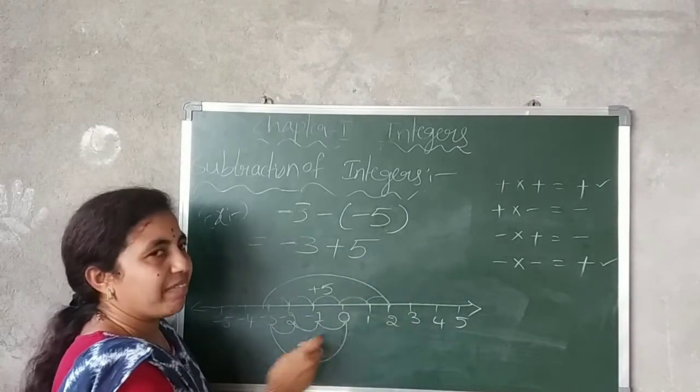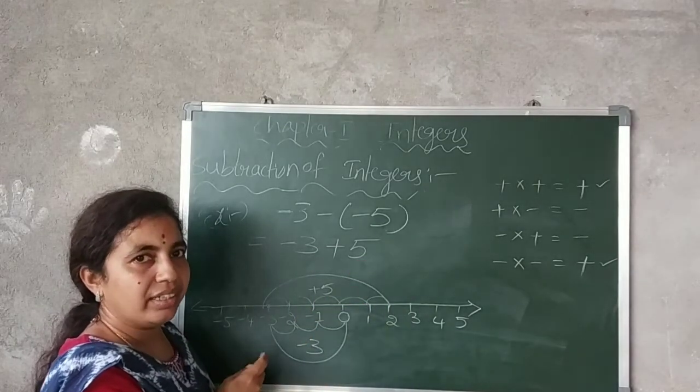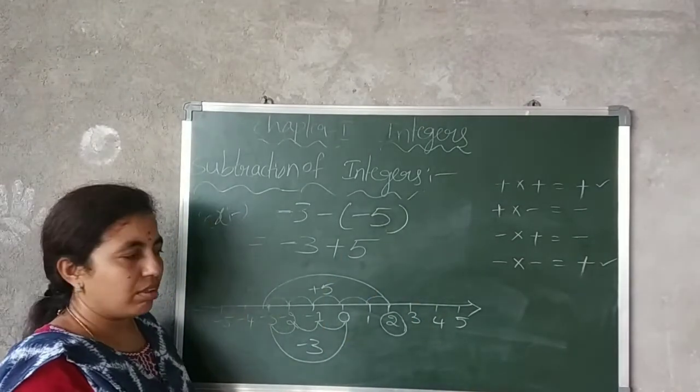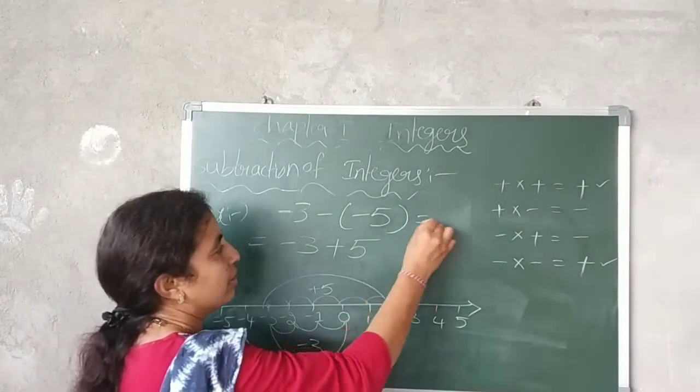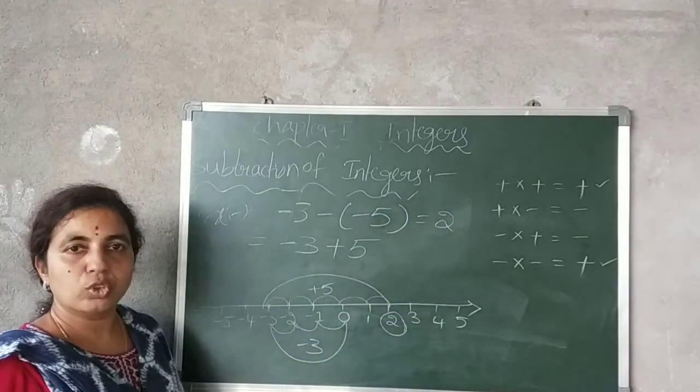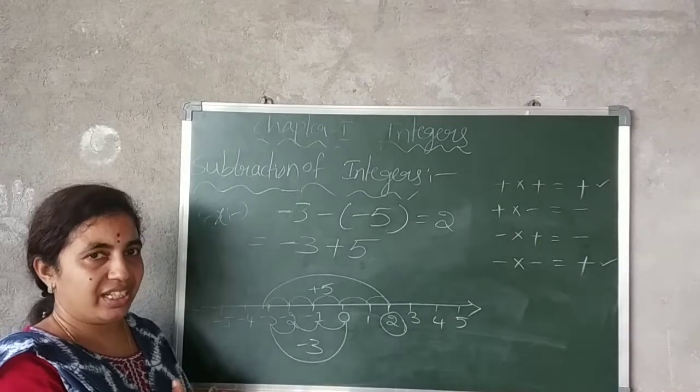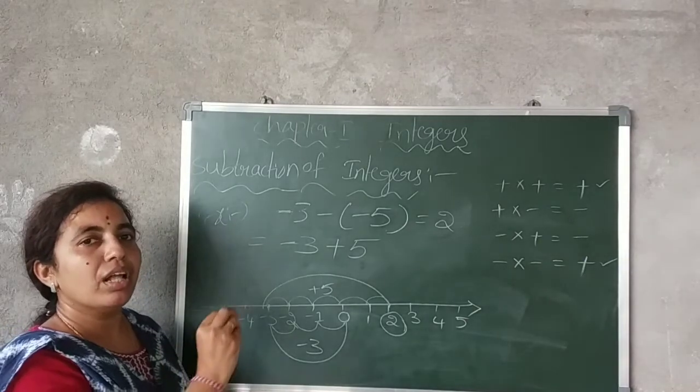Now, do we have any other number? Any other sign? No. So where you should start at 2. Now here no sign is there, there is nothing more. The answer is nothing but 2. So this is subtraction of integers using number line.